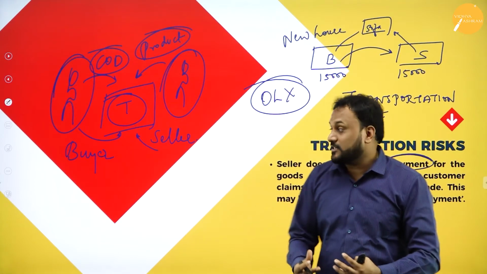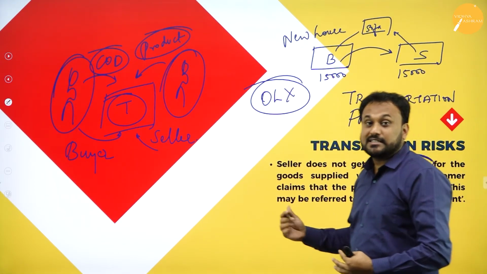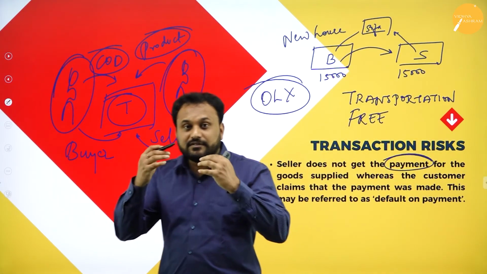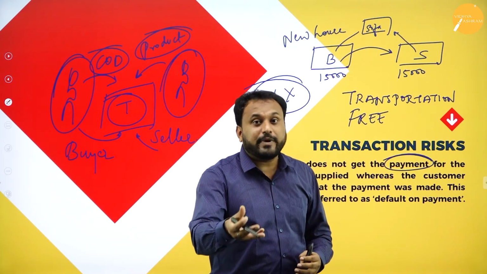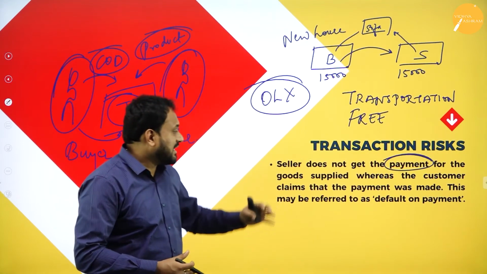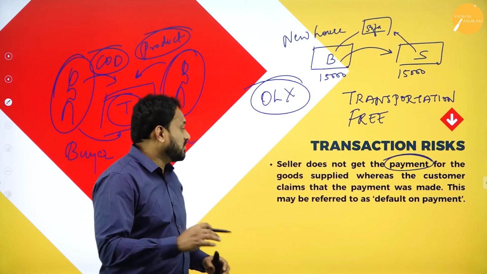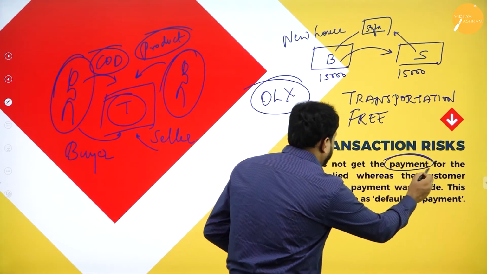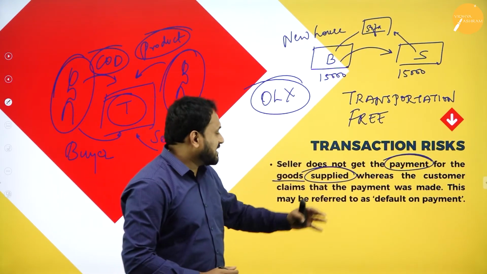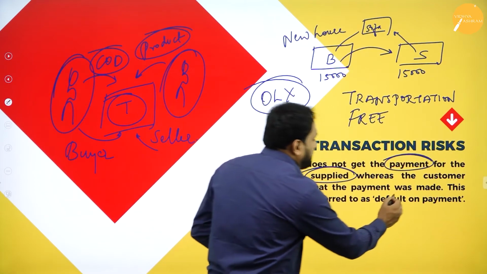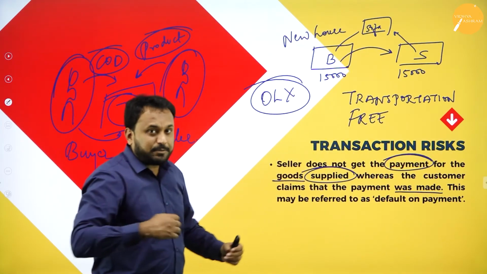So be like that. So here, the transaction here is what? The seller. Try to understand. Even there are chances where sellers are also cheated by the buyers. Right? These are the examples which you are supposed to know. So the seller does not get payment for the goods supplied, whereas the customer claims that the payment was made.